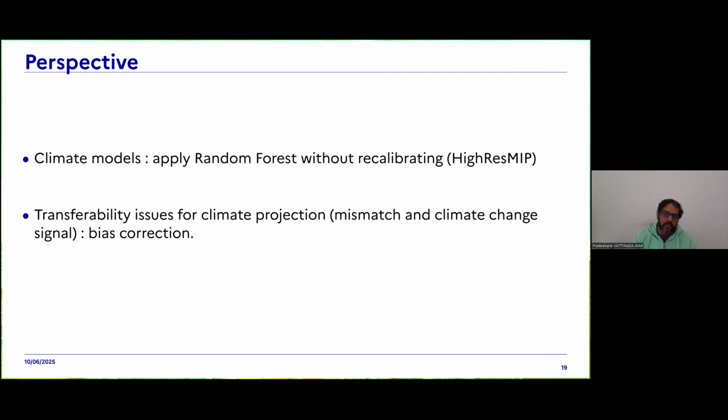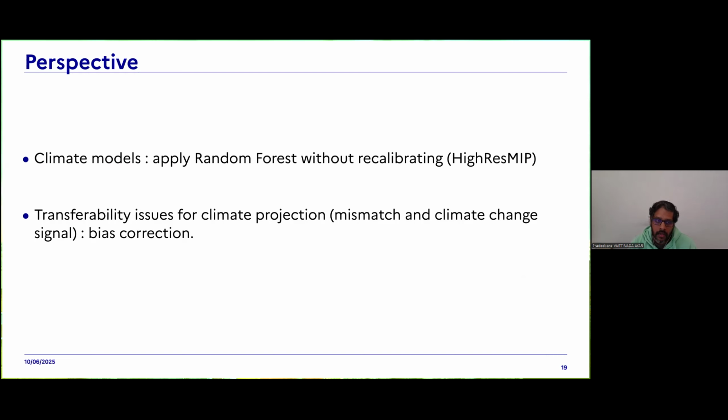And then, this is something which has been under review. I have the reviews, I have to answer them right now, but it's available online. You have the preprint online. And now I'm actually working on how to use that for tracking cyclones, but in climate models.